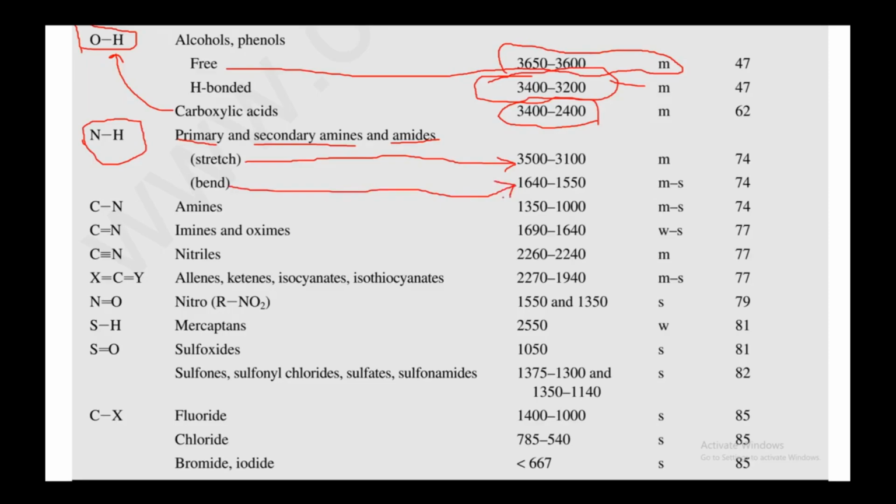1550. Now, how will you characterize the CN bond that is present in amines? That bond appears at around 1350 to 1000, and the peak intensity is medium to strong.